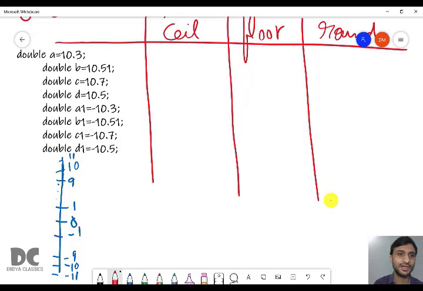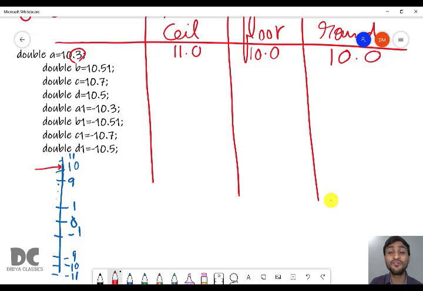Clear? Okay. So first we have 10.3. So where does 10.3 lie? It lies somewhere here between 10 and 11. So ceiling is 11.0. What is the floor? 10.0. And Math.round means you will take 0.3 as the decimal part. 0.3 is less than 0.5. Therefore, you will decrease it. So answer will be 10.0. Clear? So actually you have to practice these mathematical functions, ceil, floor and round especially, because these are very important mathematical functions.